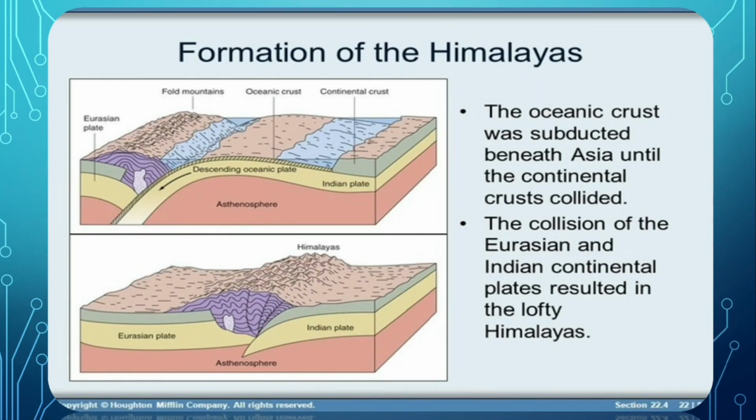Here you can see a graphical representation of how the Himalayas were formed. The oceanic crust was subducted beneath Asia until the continental crust collided. The collision of the Eurasian and Indian continent plates resulted in the lofty Himalayas. For example, if you take a paper and keep it on a table, and from the left side and right side, if you apply pressure, definitely there will be folding on the paper. In the same way, this plate tectonics caused the formation of Himalayas.